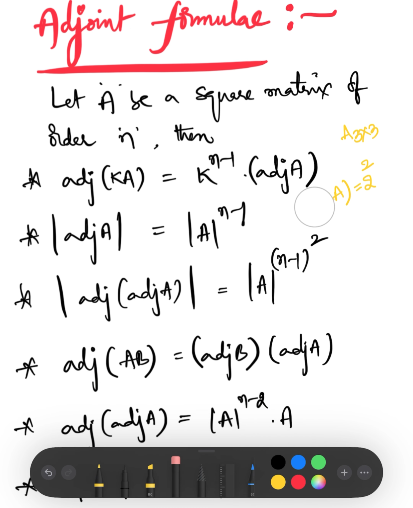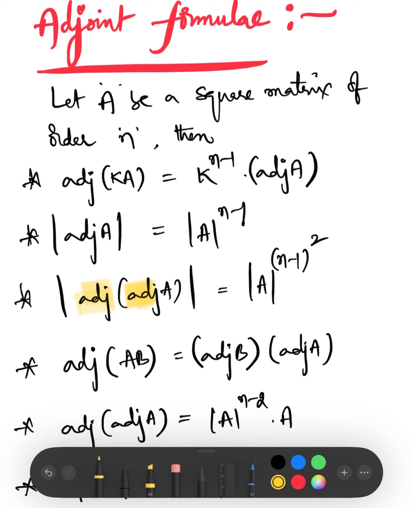Now, coming to the second formula. What is the determinant of adjoint A? It is det A whole power n minus 1, same as it is. Now the third one is det of adjoint of adjoint A. Here there are 2 adjoints, so the formula is det A whole power n minus 1 whole square.